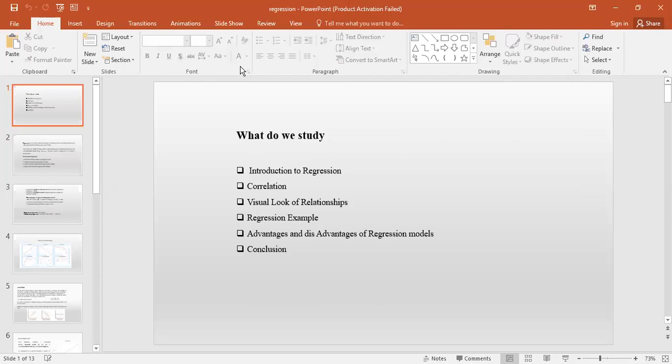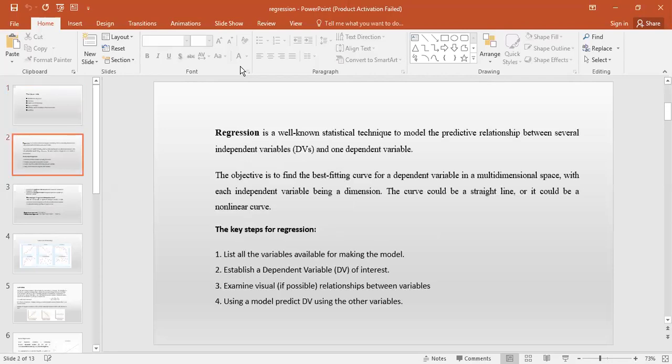Coming to the introduction of regression, regression is a statistical technique or model where we get to know the relationship between two variables. In simple terms, we get to know the relationship between independent variables and a dependent variable. The dependent variable we can also call the target, and the independent variables are like the features which we normally take in our data set.